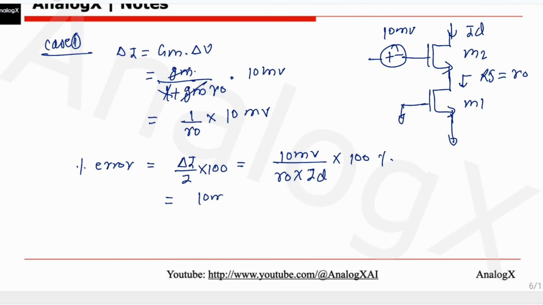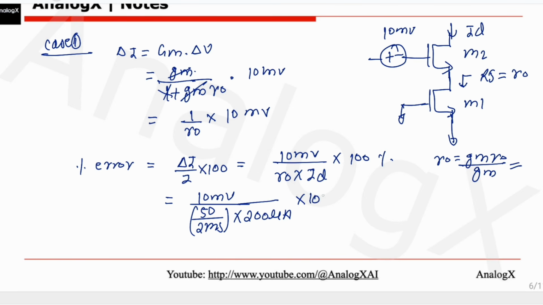So let's put in the values. What will be ro? ro will be gm ro divided by Gm. This is given as 50, so these values are given and we just put them in. So ro is gm ro 50 divided by Gm, which is 2 millisiemens, and 200 microampere of ID into 100. When you calculate, you will get 0.2% error.